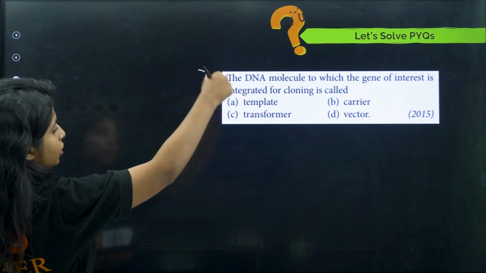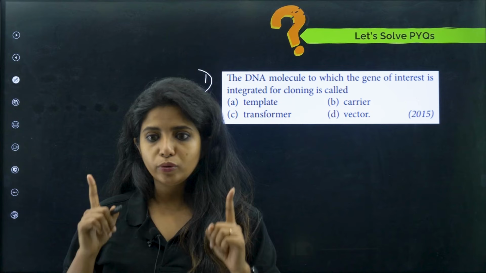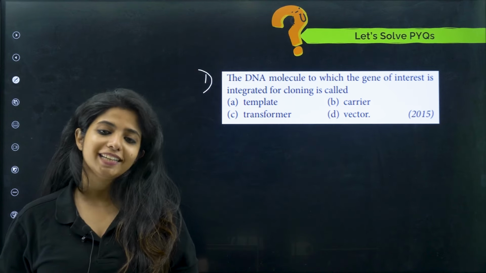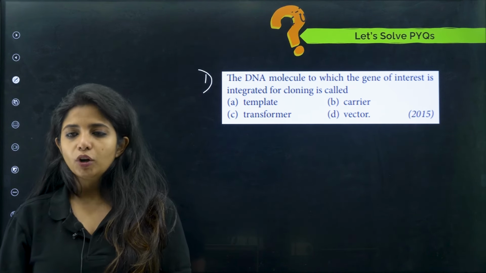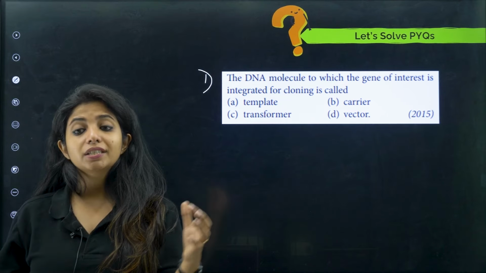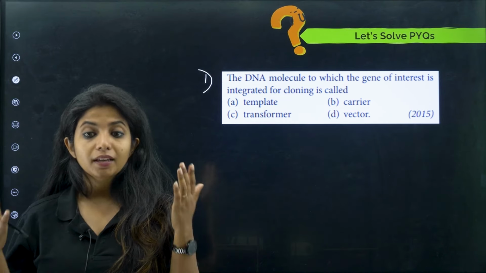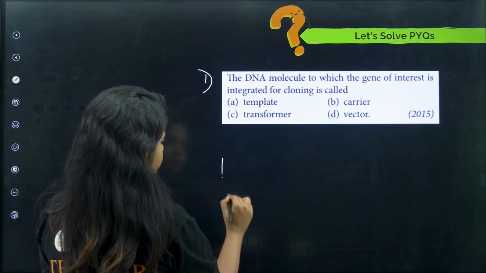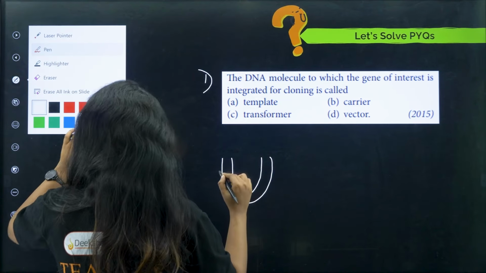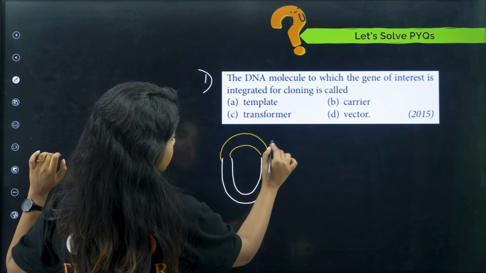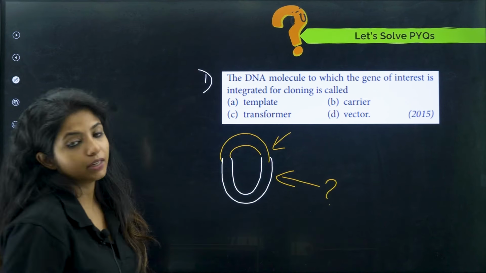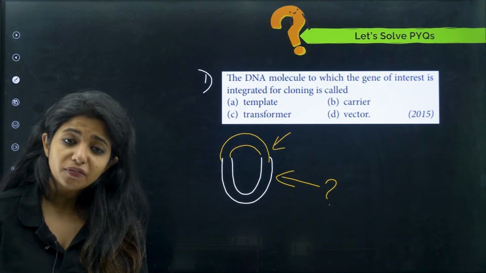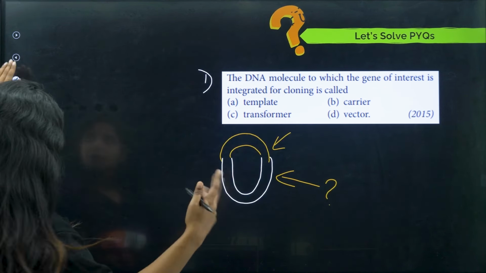Now, time for questions where I won't be solving, it's you who would be solving. Tell me the answer for the same, and then at the end of the video, I'll be solving with you guys. Chalo. The DNA molecule to which the gene of interest is integrated for cloning is? The DNA molecule to which the gene of interest is integrated is known as what? That is a question. This came in 2015. Such an easy question. 4 marks.